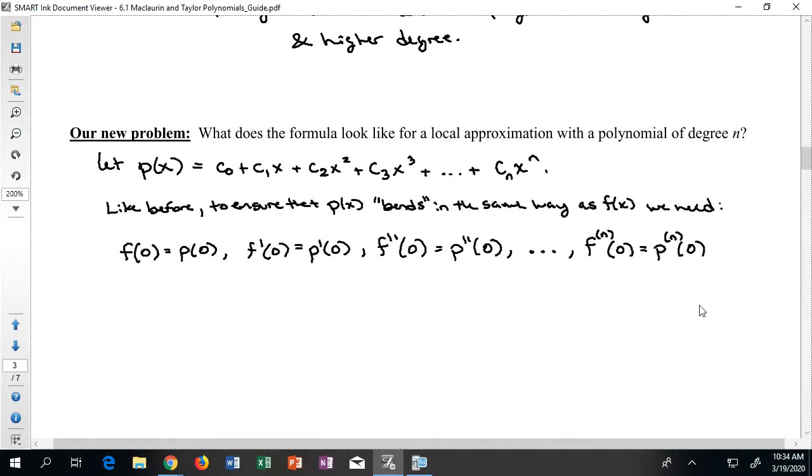So I'm going to try to go ahead and figure out again, well then what are the c's? How do I find a formula for these different c values so I would know how to just immediately write out what the polynomial should look like, whatever the degree is? Well, again, we'll go ahead and start looking at the formula for p of x.